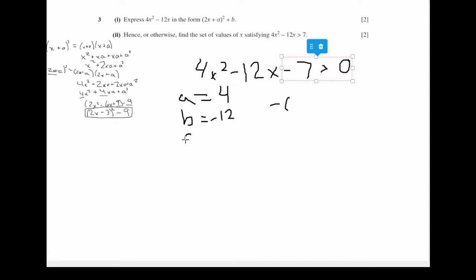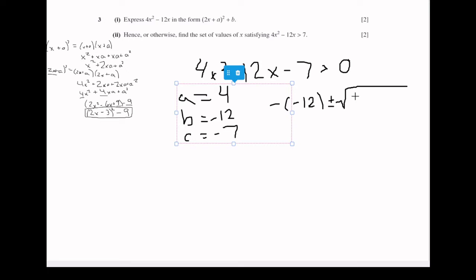On the AICE exam, you'll have a calculator that most likely does the quadratic formula for you, but you still need to show your work. So we're going to have negative b, which is negative 12. When you do the math, that turns into positive, plus or minus the square root of b squared minus 4ac, and all of that is over 2a.